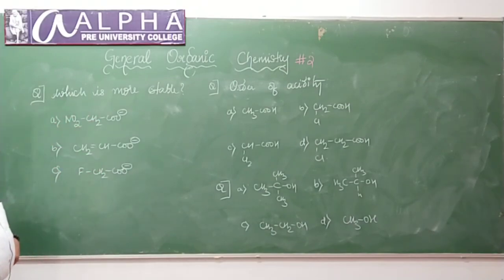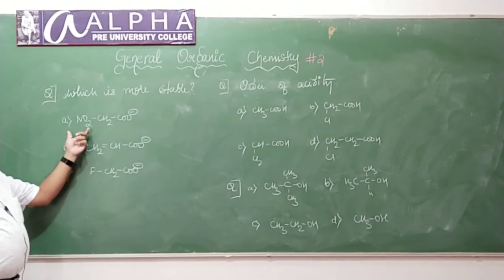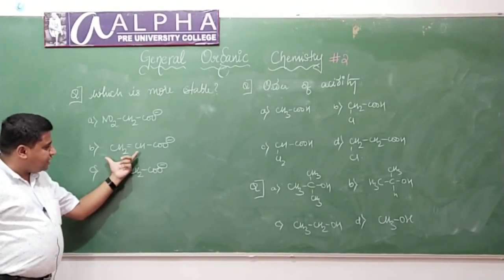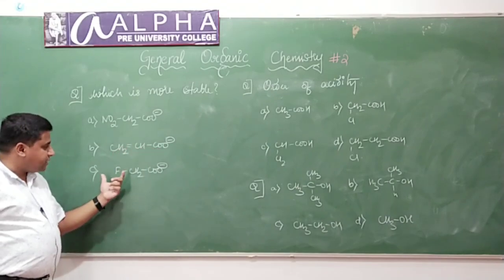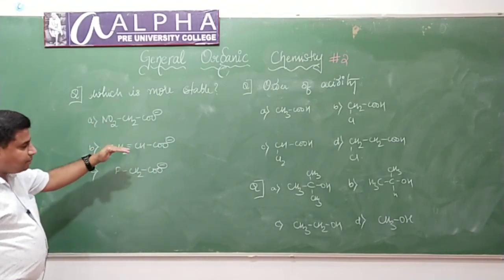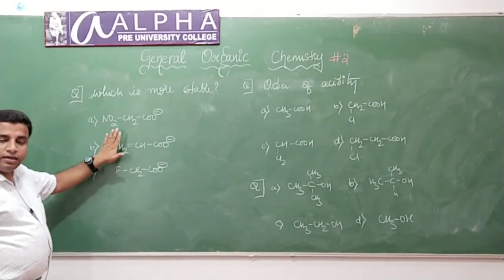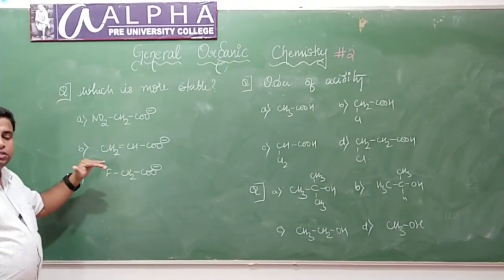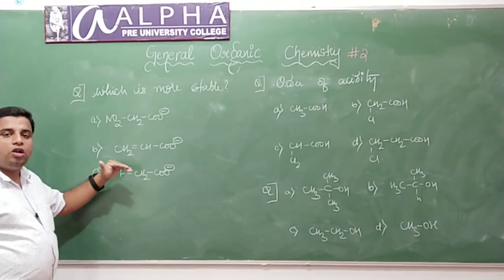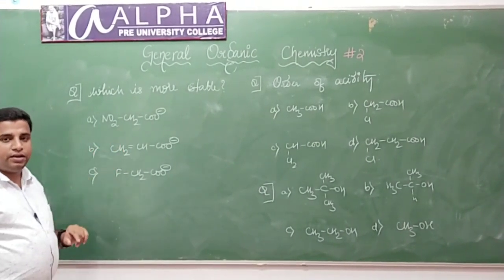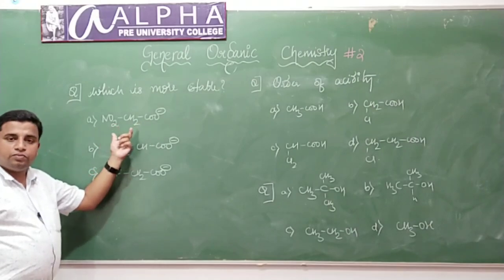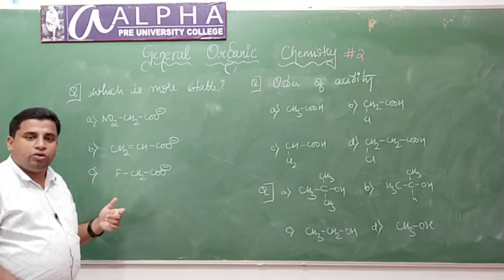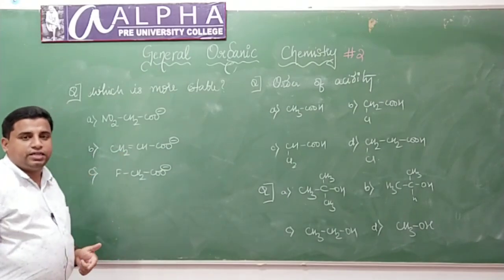Which is more stable? This is nitroacetate ion. This is CH2=CHCOO minus and fluoroacetate ion. So among them, which is more stable? Again, all of them are charged species. Obviously, all of them are quite less stable. But among them, if the charges are distributed within the molecule, the stability will increase, isn't it?